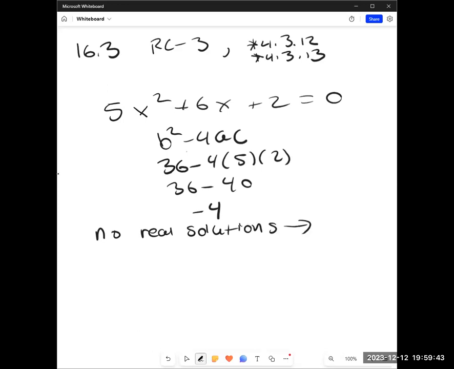So it's going to have no real solutions. It's going to have two complex, your book may say imaginary, so complex is the better word, solutions.